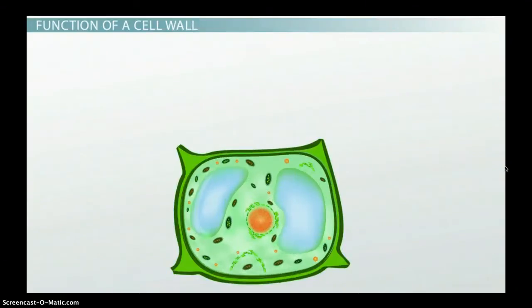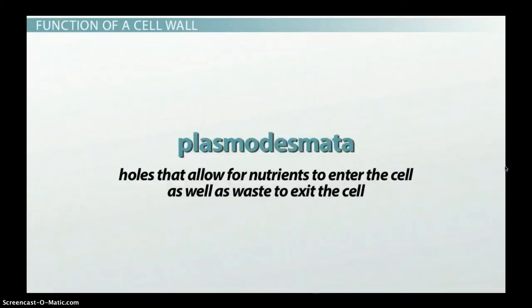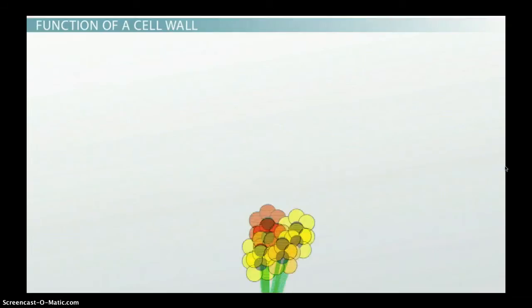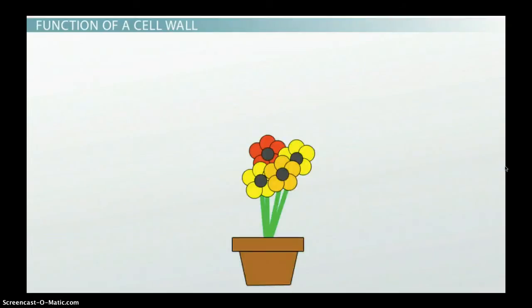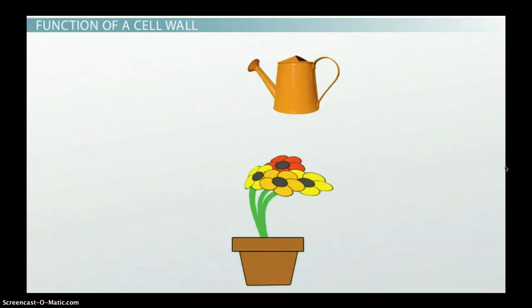The cell wall protects the plant and cells from the many insects and pathogens that could harm the plant. But the cell wall still has its vulnerable areas. There are holes all over the cell wall called plasmodesmata. These are holes that allow for nutrients to enter the cell as well as waste to exit the cell. These small holes can cause the cell to lose water, and this is when the plant will start to droop. But as soon as the plant can get a drink, it will bounce right back up to its proper shape.